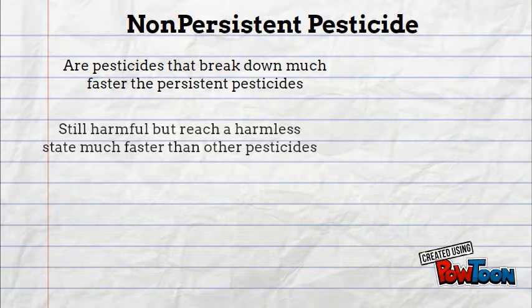Non-persistent pesticides are pesticides that break down much faster than persistent pesticides. While they still are harmful to humans, they reach a harmless state much faster than other pesticides. An example of this is Roundup.